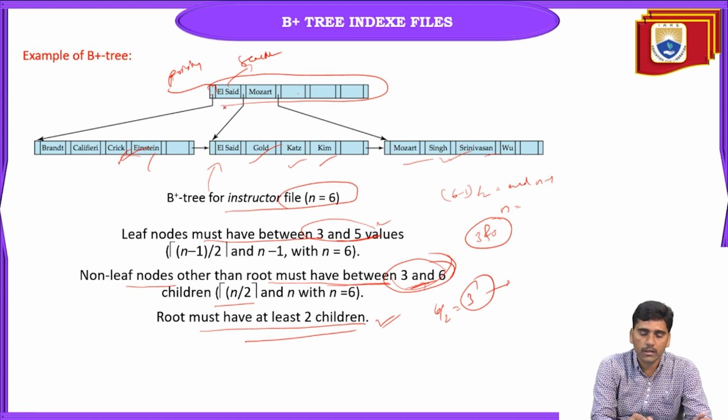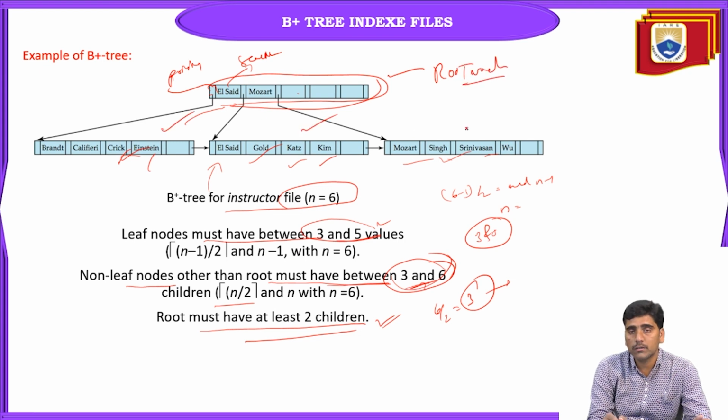So here from this diagram, this is the root node which has 2 children, like this one and this one. So here 3 children are there. But as per the property, the root must have at least 2 children. So here from the above diagram, we may have 3 children. So no problem, the property is satisfied.